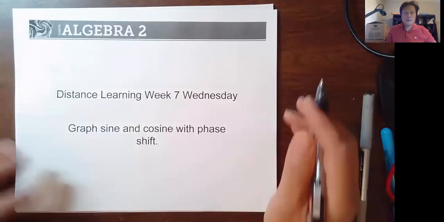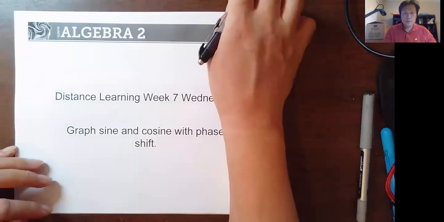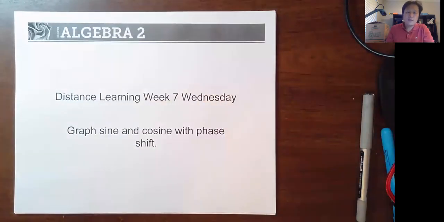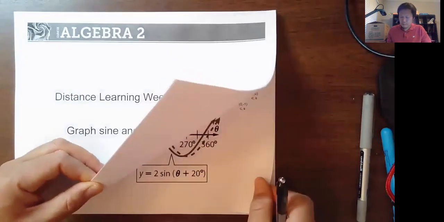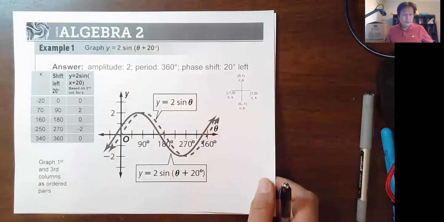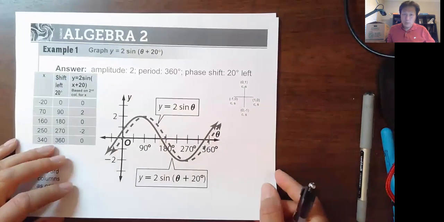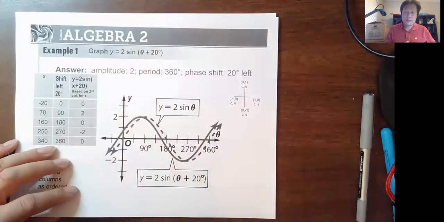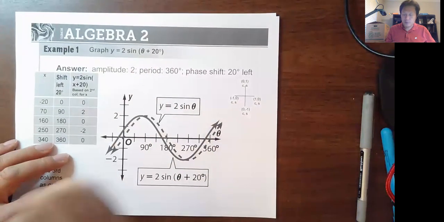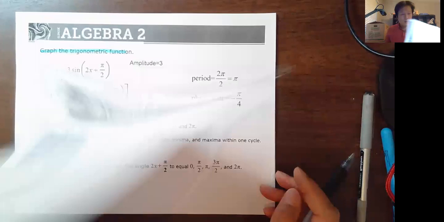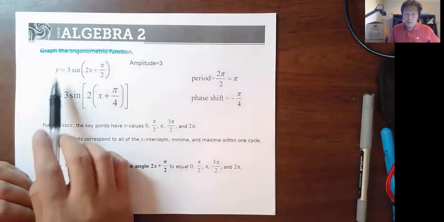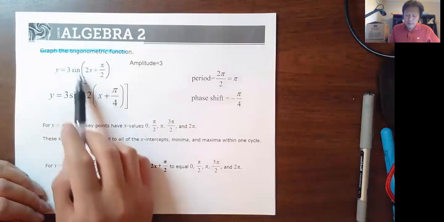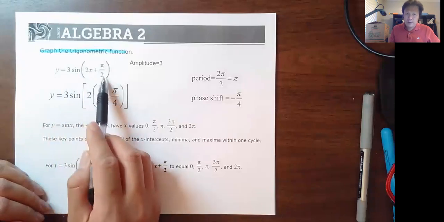Hi everyone, today we are going to learn graphing sine and cosine functions with a phase shift in them. It's not common to have any kind of graph in trigonometry with degrees in it, so I'm going to skip that. Graph the trigonometric function y equals 3 sine parentheses 2x plus pi half.